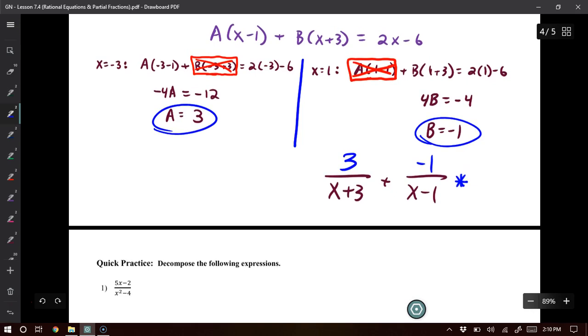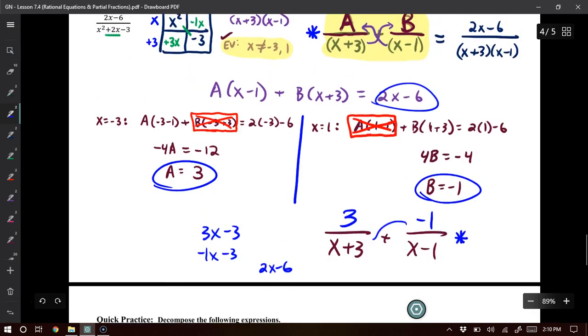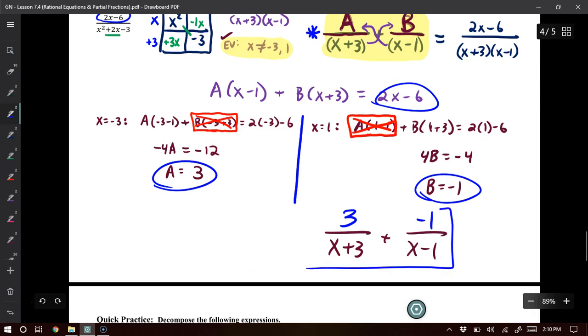And if I want to check my answer, I'm just going to cross multiply. I get 3x - 3, and I get -1x - 3. That gives me 2x - 6. Look at that. That was exactly what we asked to find. So I know I am 100% right. I can box that answer and say that I am set and go from there.